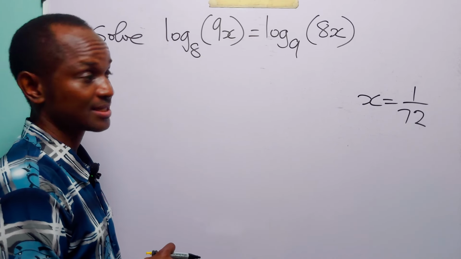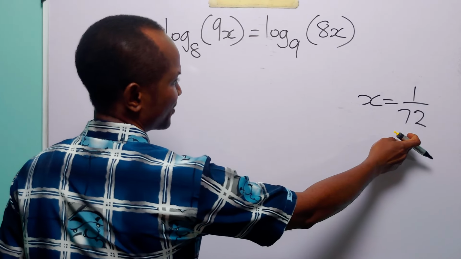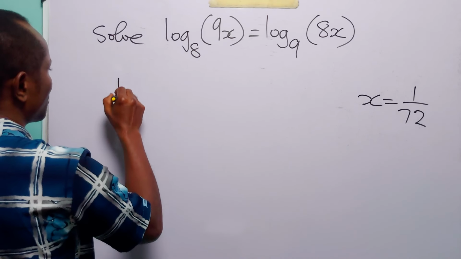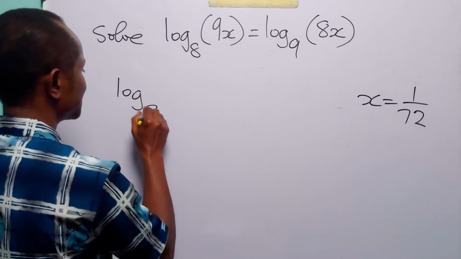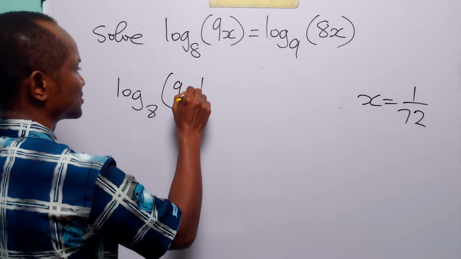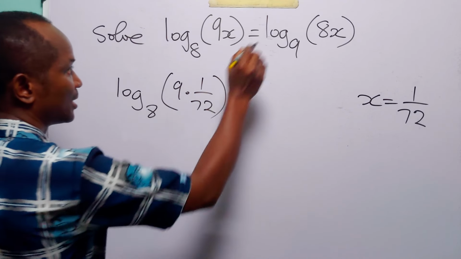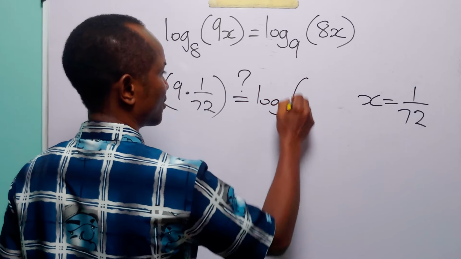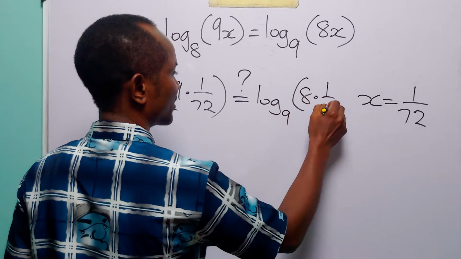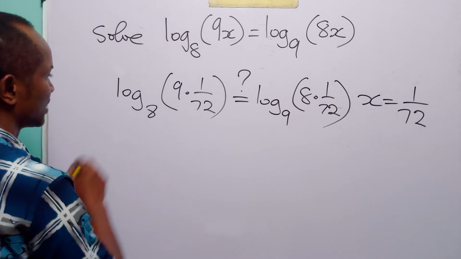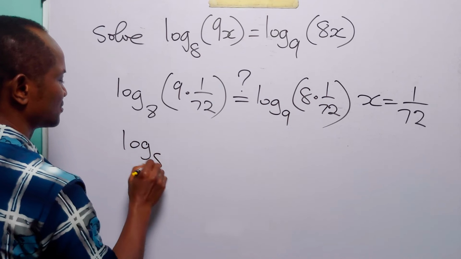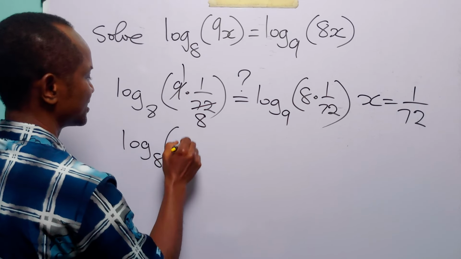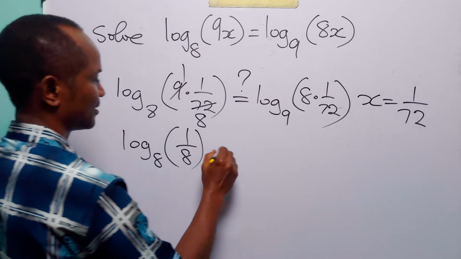And of course, to check our answer, we are going to substitute 1 over 72 for x into the original equation. So on the left-hand side, we have log to base 8 of 9 times 1 over 72. And on the right-hand side, we have log to base 9 of 8 times 1 over 72. Now here we have log to base 8 of 9 into itself is 1 and into 72 is 8. This is 1 over 8.